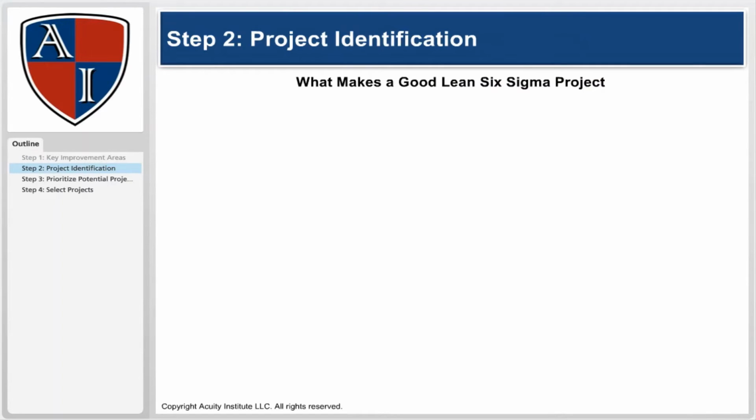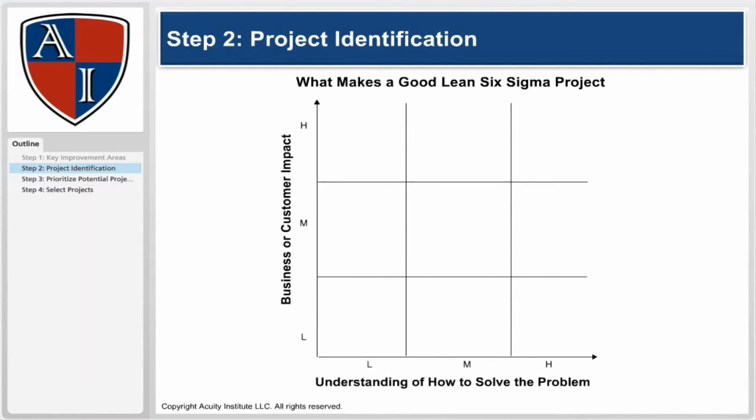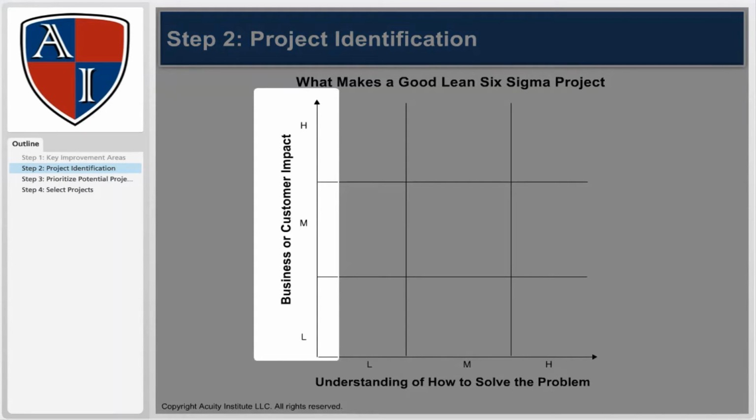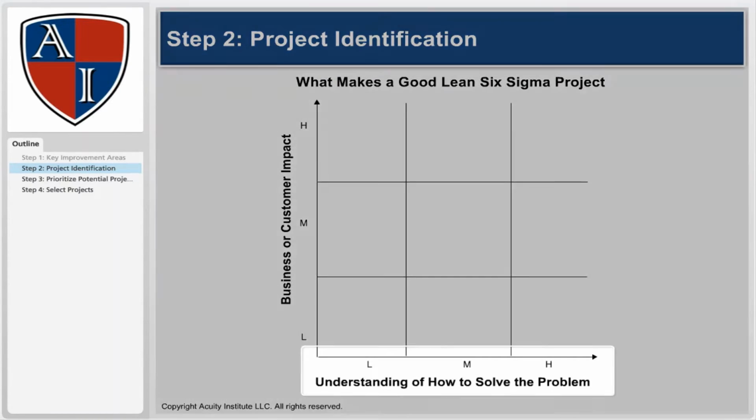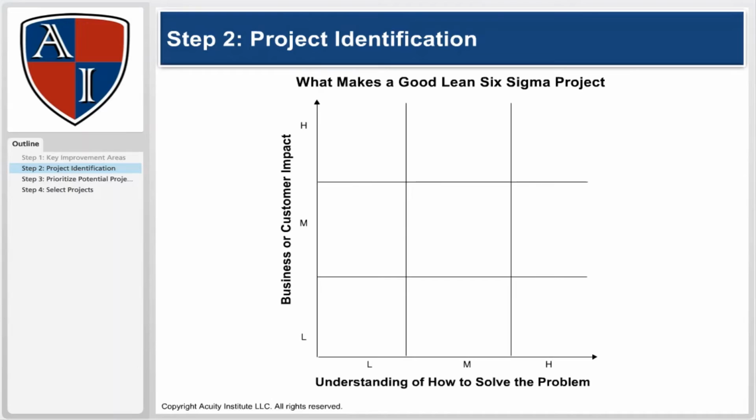Let's take a deeper look at project identification. What makes a good Lean Six Sigma project? We recommend utilizing a simple grid when evaluating potential Lean Six Sigma projects. In your evaluation, we recommend, on the y-axis, evaluating the business or customer impact the project has, utilizing the criteria low, medium, or high. On the x-axis, assessing your current understanding of how to solve the problem for the project, utilizing the criteria low, medium, or high. When utilizing this grid, generally 4 main solution categories emerge.